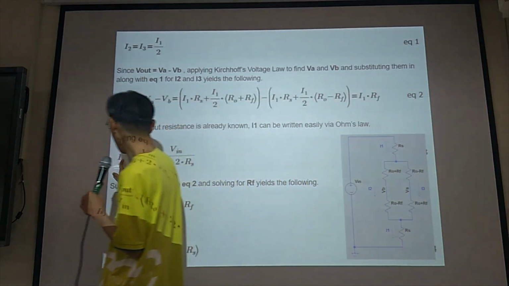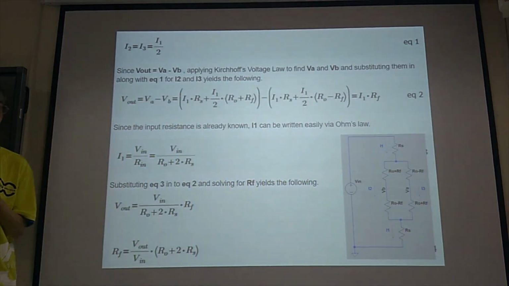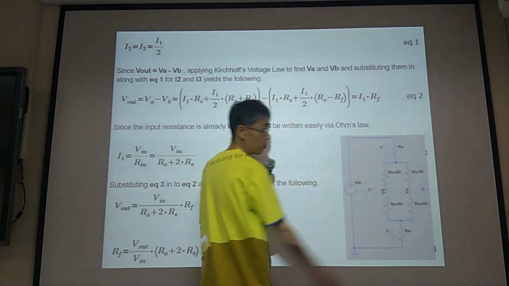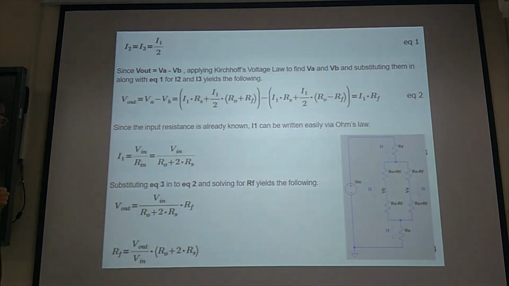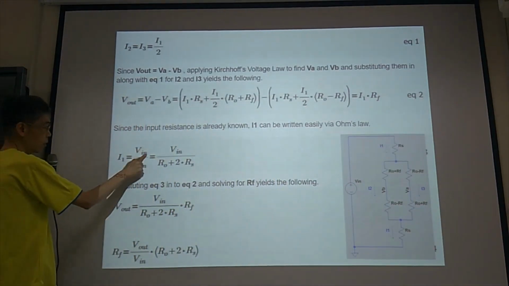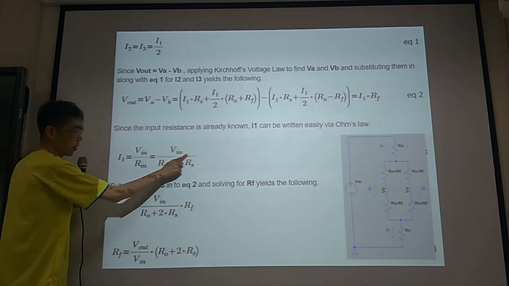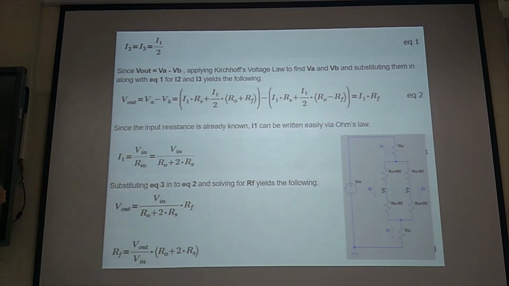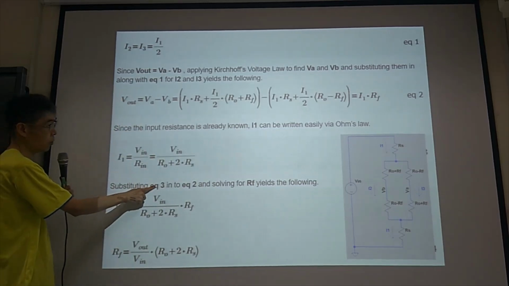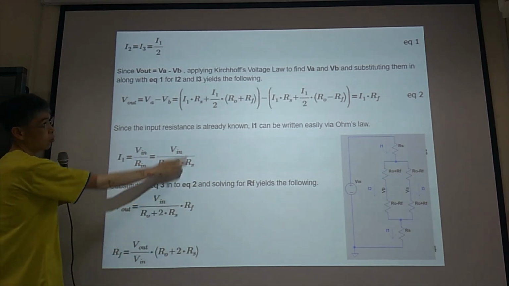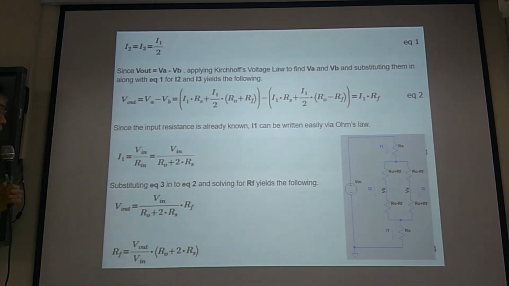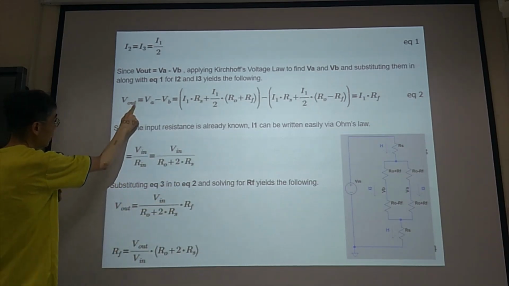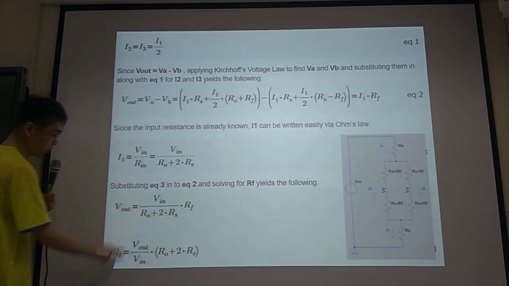Then, because I1 is the current, if you just look at V in and I1, remember you did the input resistance calculation. So I1 is V in divided by R in, and R in is this number. You got this one on the previous page. Then substitute equation 3 into equation 2 and solve for RF, and you can get this one. So VA minus VB, you can get this expression.